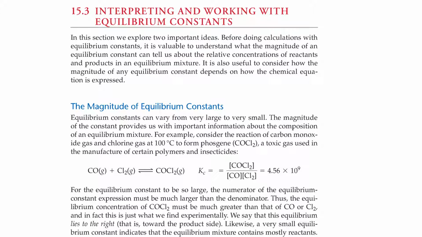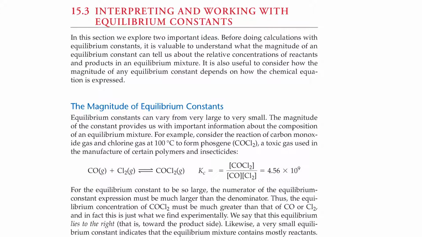The magnitude of equilibrium constants. Equilibrium constants can vary from very large to very small. The magnitude of the constant provides us with important information about the composition of an equilibrium mixture. For example, consider the reaction of carbon monoxide gas and chlorine gas at 100 degrees Celsius to form phosgene, a toxic gas used in the manufacture of certain polymers and insecticides.